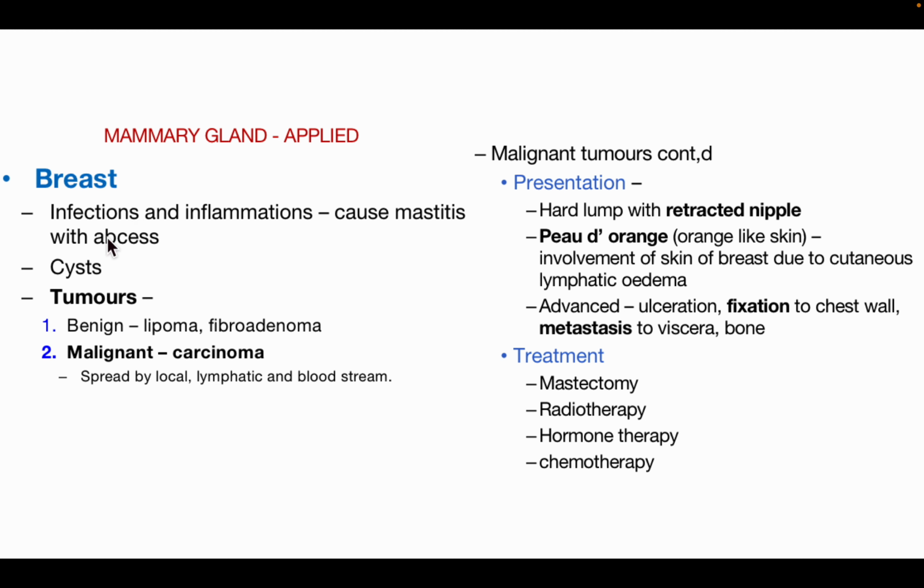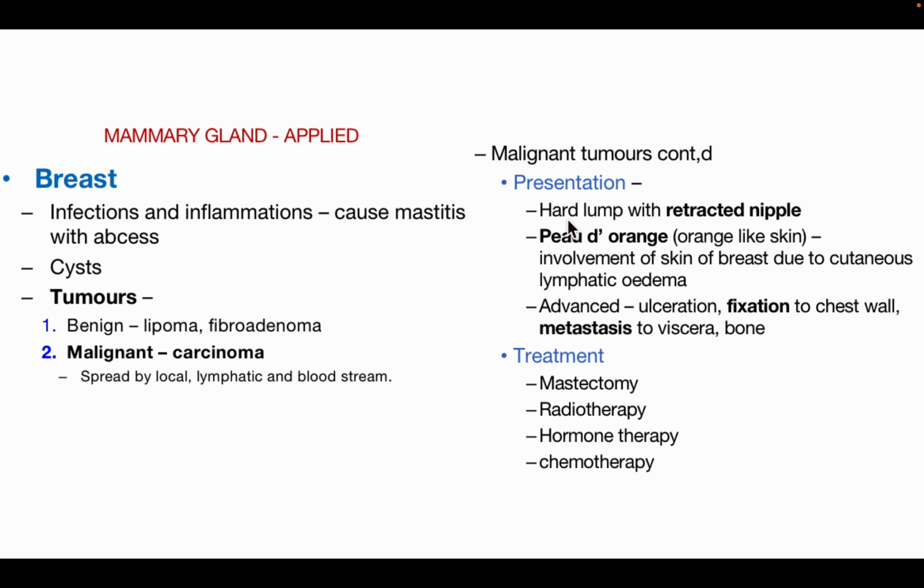You can see here there can be infection or inflammation of the mammary gland, with abscesses. There can be a cyst in the mammary gland. A tumor can also be there, and a tumor can be benign or malignant. Benign means lipoma or fibroadenoma. Malignant means carcinoma, which spreads locally as well as by the lymphatics and the bloodstream.